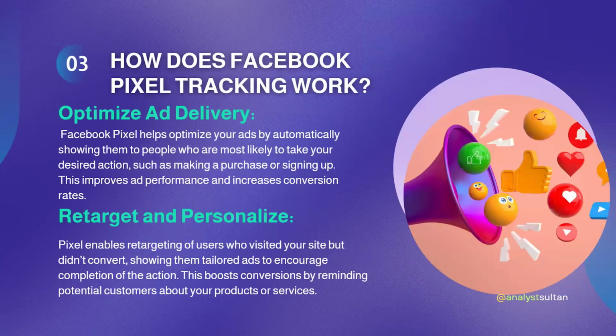So how does Facebook pixel actually work? Optimize ad delivery. Facebook uses the pixel data to deliver your ads to the right people based on their behavior on your website. Retarget and personalize. Facebook allows you to retarget people who interact with your website, showing them personalized ads that can drive them back to complete their purchase or actions.